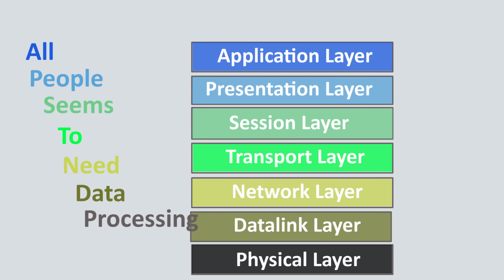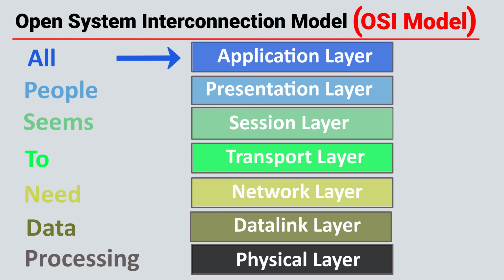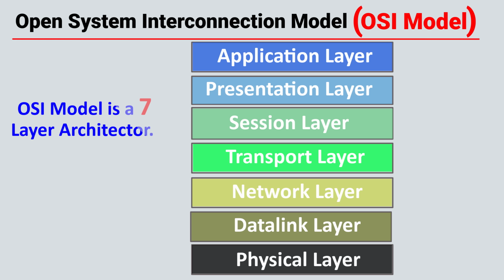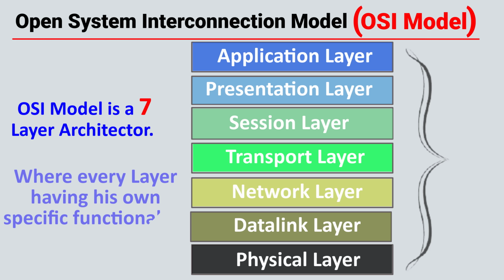Start from top to bottom. A from all means application layer, P from people means presentation layer, S is session layer, T is transport layer, N is network layer, D is data link layer, and P is for physical layer. So with this single phrase, you will always remember OSI model layer names and their sequence. It's a very famous phrase and I hope many of you already know it. OSI model is a 7-layer architecture where every layer has its own specific functionality.